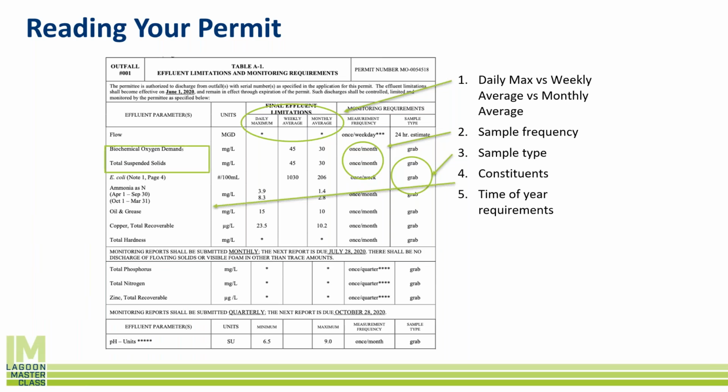Constituents like oil and grease, how do those affect? Do we have metals that are in our permit? Some do, some don't, depends on what state you're in.